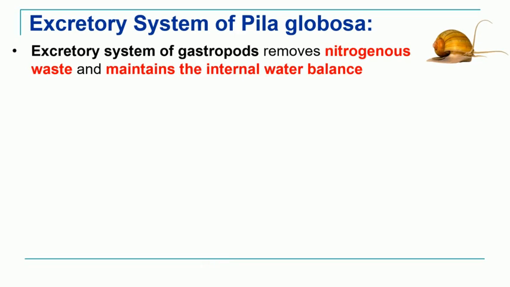So we know that the major function of the excretory system is to get rid of the excretory products which are formed in the body. These are basically in the form of nitrogenous waste. It can be urea, ammonia or uric acid, and these need to be removed from the body to maintain the internal water balance. So all the gastropods remove this nitrogenous waste product to maintain their internal water balance and homeostasis of the body.